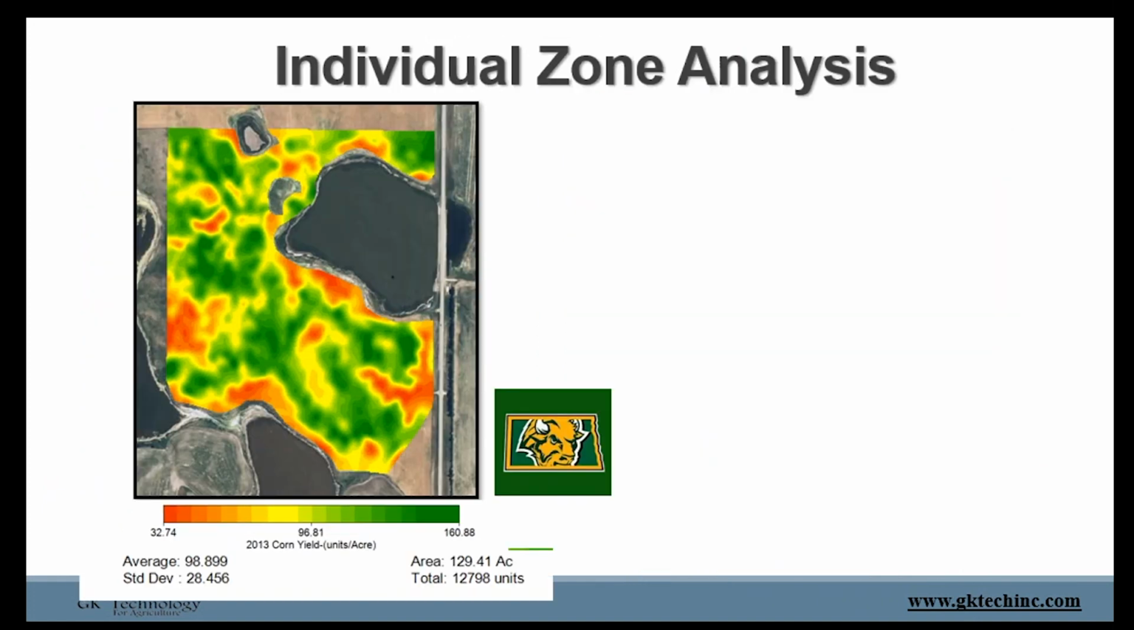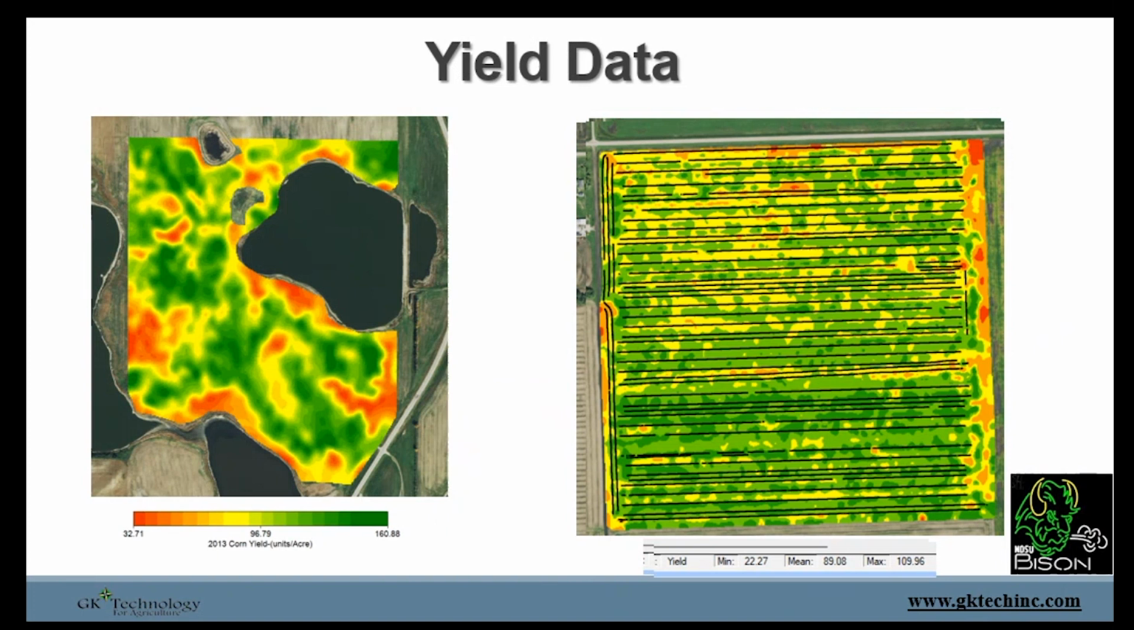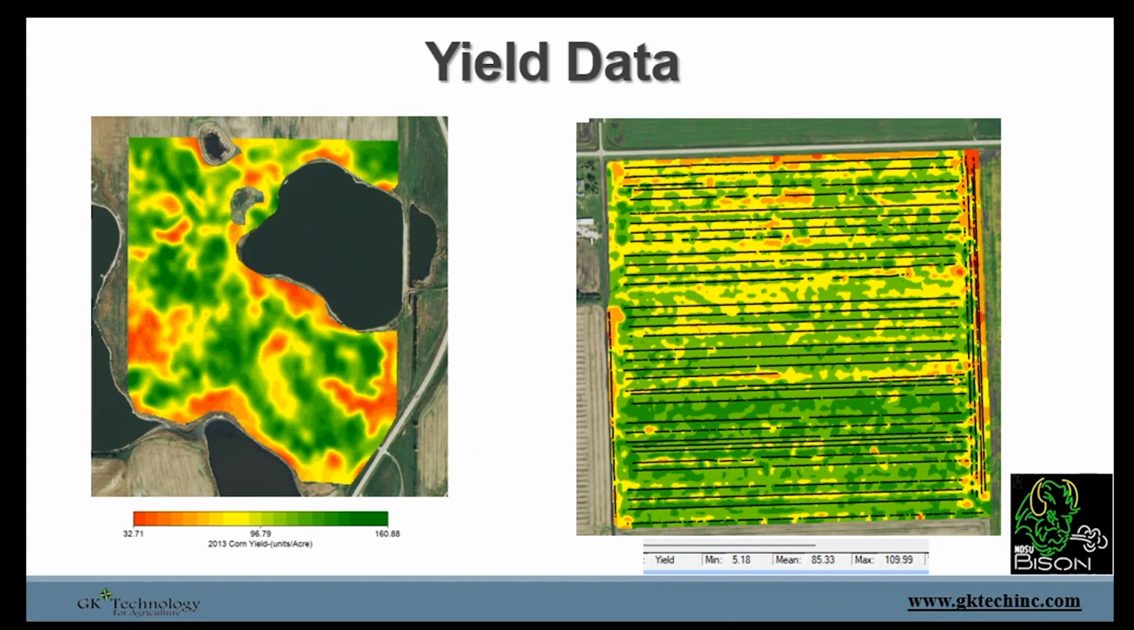The second combine, going the wrong way. Okay, the second combine harvested 5 bushels to the acre for the minimum yield. When you're talking wheat, 5 to 22 bushels, that's a pretty big difference. Okay. The average was 80, 85. So the combine before was 89, and the max yield was 110.